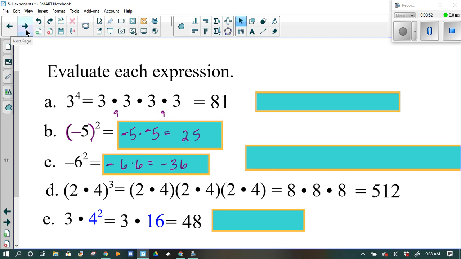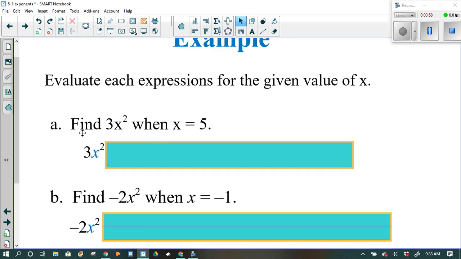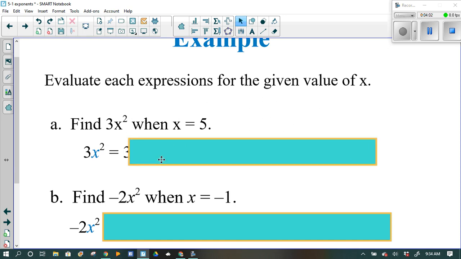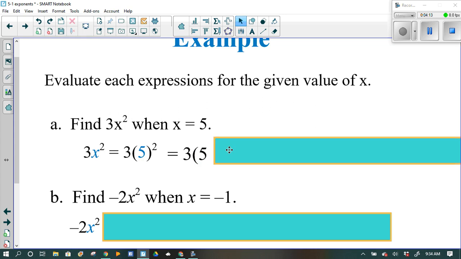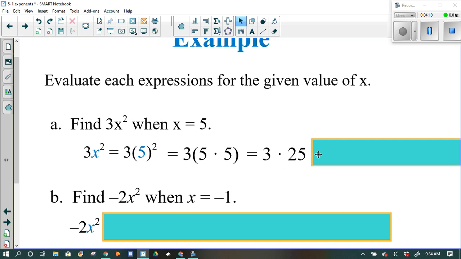So now let's talk about what happens when we plug the numbers in. Okay, so remember, if we have 3x squared, but x is 5. So you replace x with what it is. So if x is 5, then replace x with 5. Now I have 3 times 5 squared. So that means 3 times 5 times 5, which is 3 times 25, which is 75.